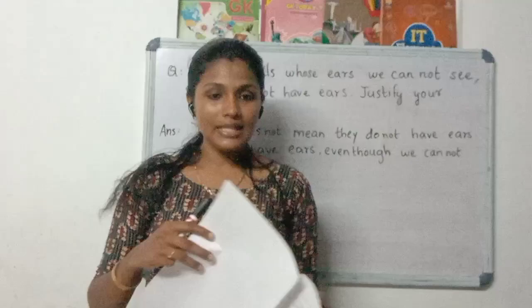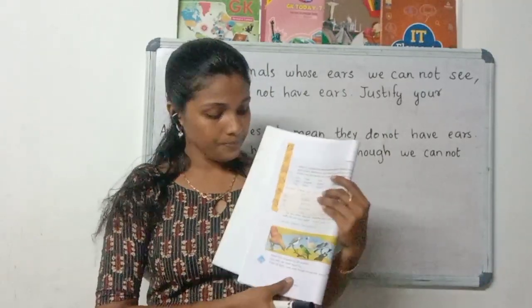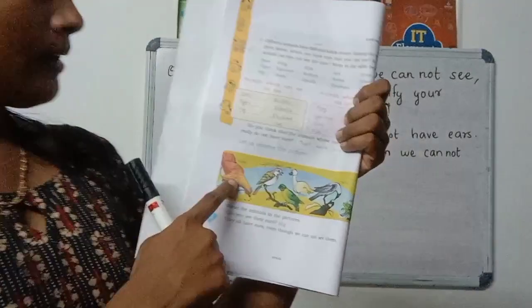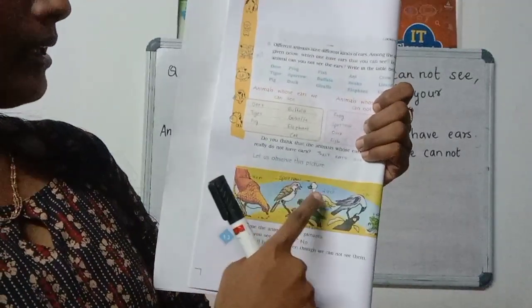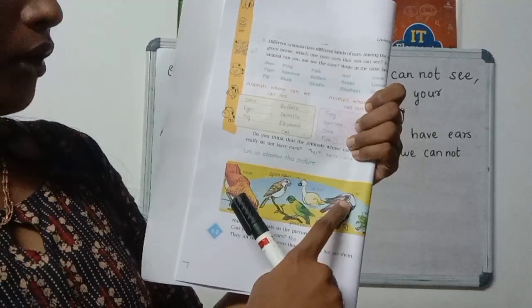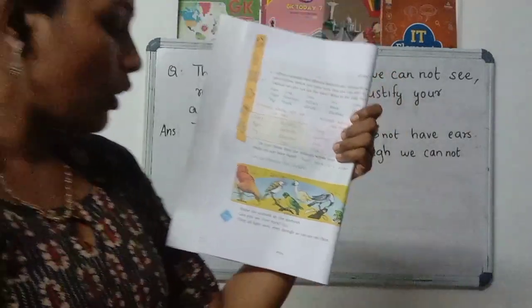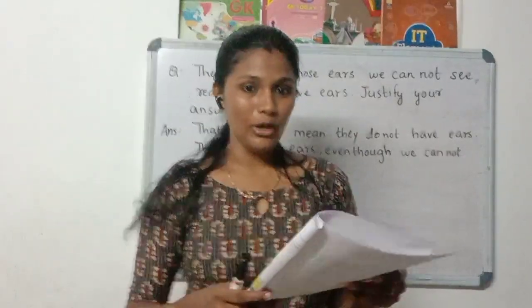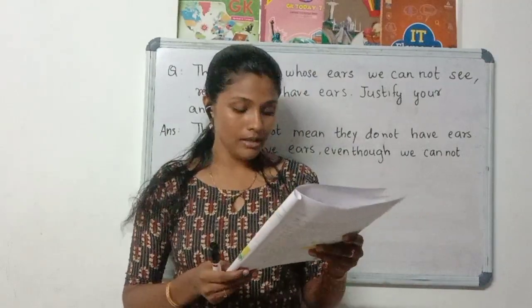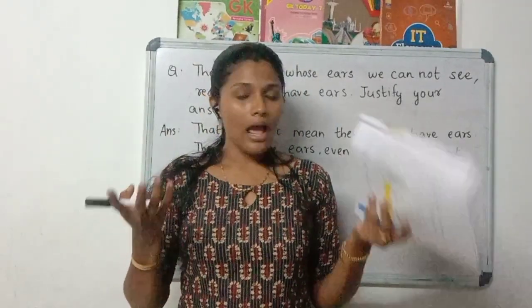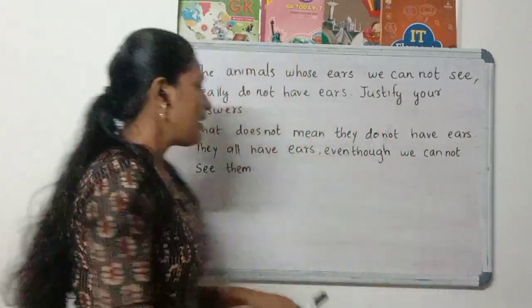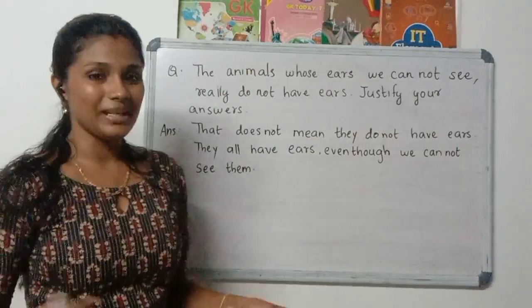Okay, so let us observe a picture given here. There are some birds and a frog. So try to name the creatures here. A hen, a sparrow, a duck, a parrot, a crow, and a frog. Okay, so let me ask you one thing. Can you see their ears? No, right? I too cannot see the ears. So, they don't have ears? They are all deaf? No, they have ears even though we cannot see them.